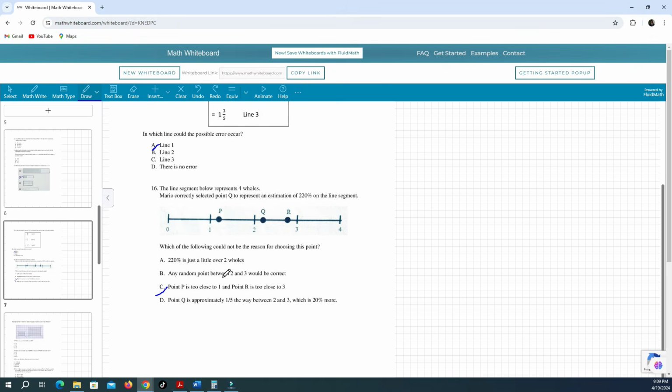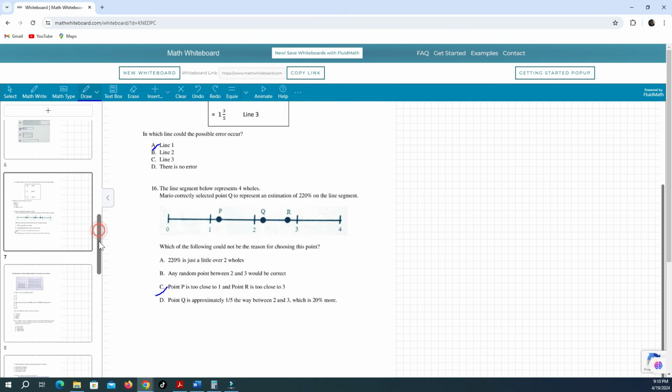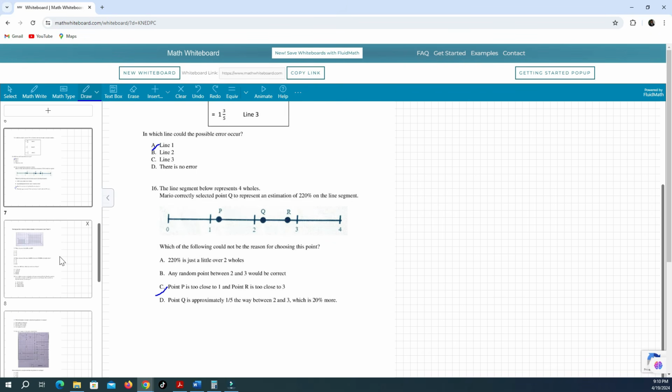Everything else seems right, because it's a random point, right? And I think point Q is approximately 1/5 of the way. It's about 5 points in here. So I would select C, right? Hopefully I'm right with that one. All right, let's move on.